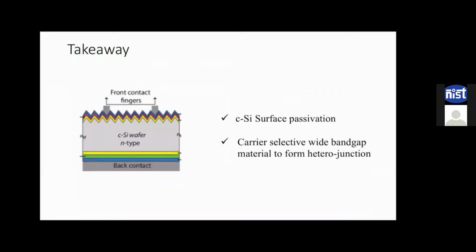So the takeaway from the whole discussion is that if we are looking for making a very good heterojunction silicon solar cell, we will look for crystalline silicon, excellent surface passivation of crystalline silicon wafers. And this passivation should be achieved by the heterojunction material we are going to deposit on top of this crystalline silicon. And the heterojunction material should also have suitable valence and conduction band offset with the crystalline silicon.